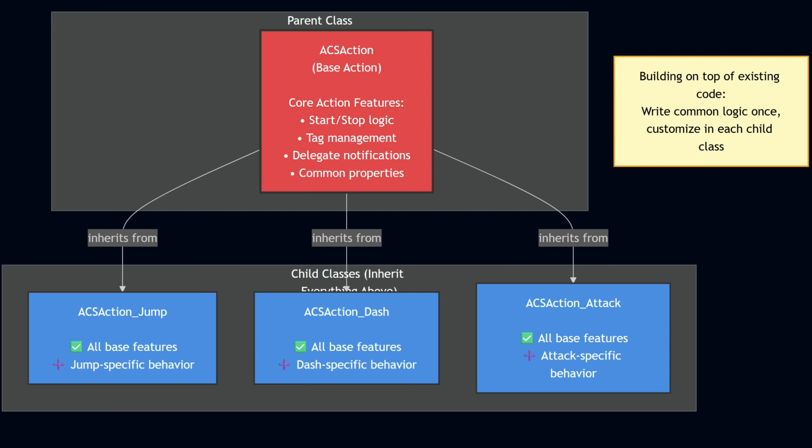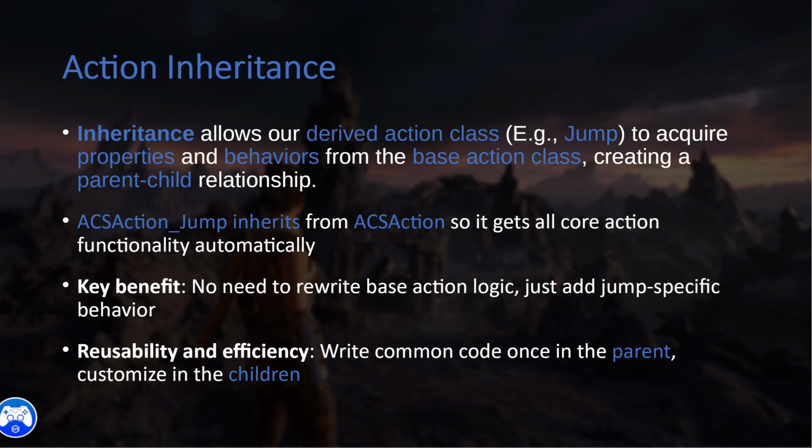Our ACS action jump will inherit all the core functionality from ACS action automatically. Think of it as building on top of existing code. You get everything the parent has, plus your own additions. The key benefit is that the jump action inherits all the base action features, so there is no need to rewrite the base action logic. We just need to add jump-specific behavior onto our jump action. We've actually already been taking advantage of this feature in Unreal Engine. The action class inherits from a data asset, while our action component inherits from an actor component.